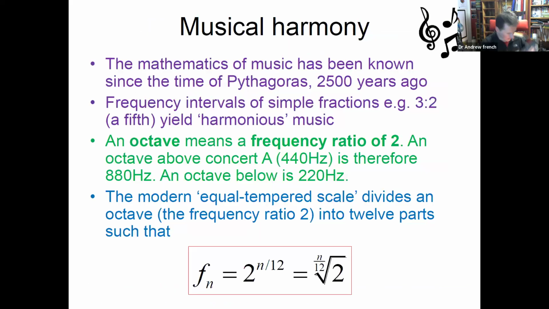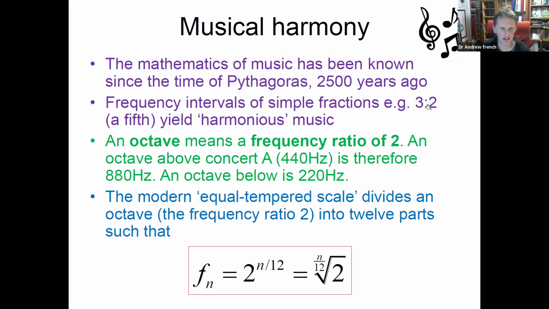Okay, so something a bit different. I've got my axe away. We're going to do a little bit of maths now. So a bit of music theory. Since about 2,500 years ago, the time of Pythagoras, one of his many wonderful inventions which he bequeathed to the world is this idea of harmony. So a fifth, for those musicians amongst you, is a frequency ratio of about 3 to 2, so 1.5.